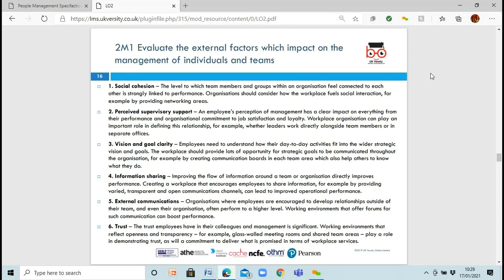Then we've got vision and goal clarity, where the employees need to understand the day-to-day activities. We've got information sharing, which is the flow of information working throughout the team. We've got external communications, where the employees are encouraged to develop relationships outside of their team. And then we've got trust, where the employees have trust in their colleagues and management, and it's quite significant that they can work towards the common achieved goal.